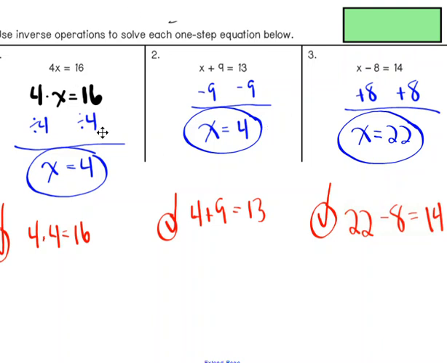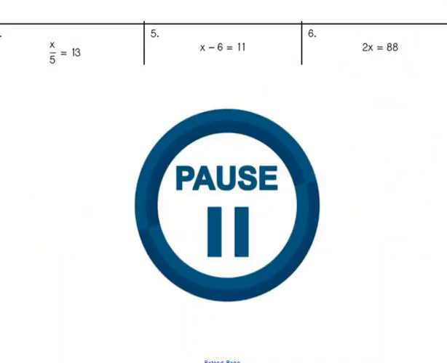So see the process here. You use inverse operations to get the variable by itself. And then you check your work when you're done. Now, I want you to try 4, 5, and 6 on your own. So pause the screen and then unpause it when you are done. You can check your work.